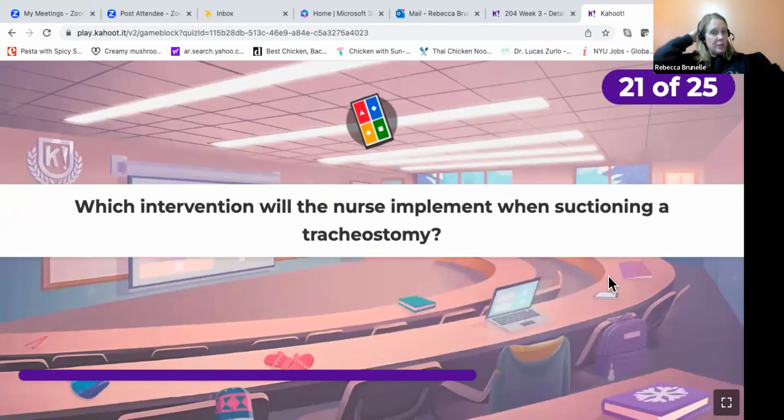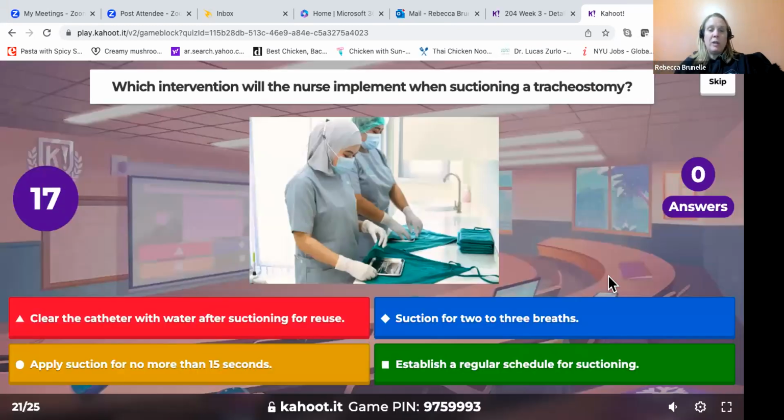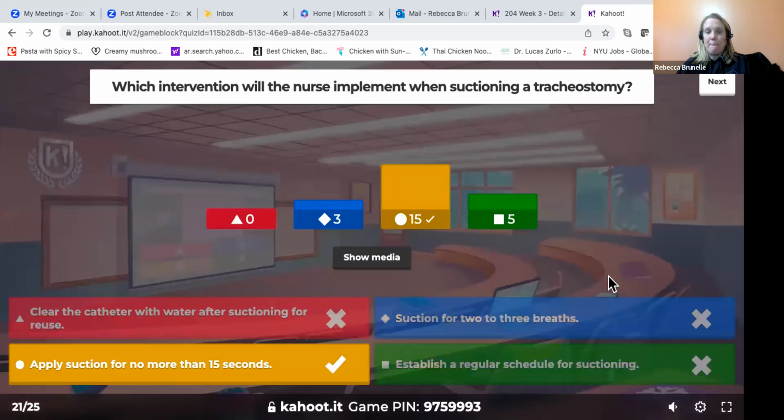Which intervention will the nurse implement when suctioning a tracheostomy? Clear the catheter with water after suctioning for reuse, apply suction for no more than 15 seconds, suction for 2 to 3 breaths, or establish a regular suctioning schedule. Right, so you suction for no more than 15 seconds. You don't need a regular schedule. You should really suction when they need to be suctioned. And 2 to 3 breaths is too long. They could start to feel like they're choking if you suction for that long.